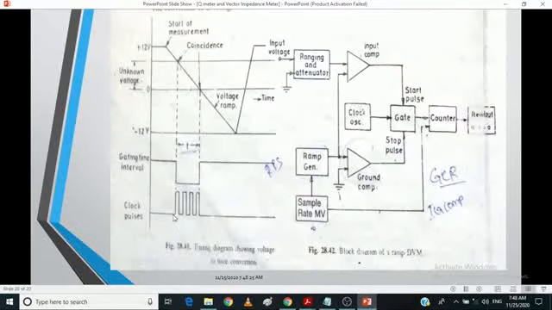So here, let us go for the block diagram first. This is a block diagram, and this is a waveform response.